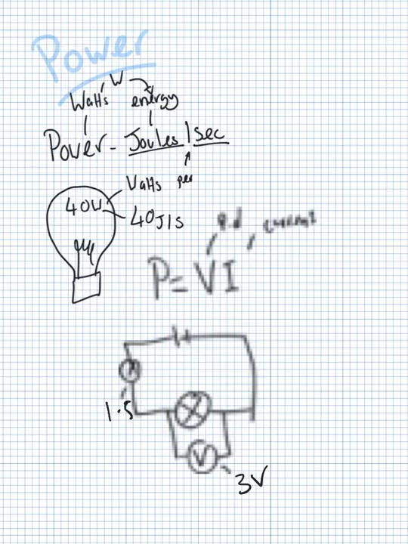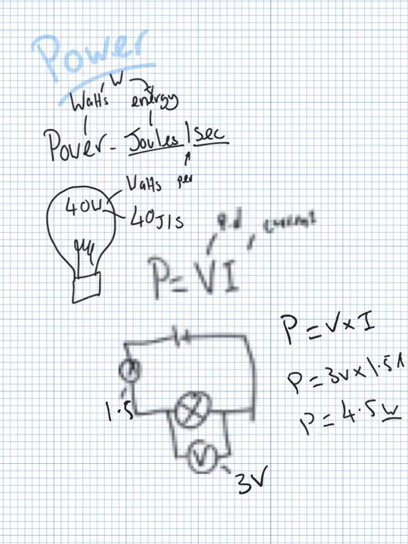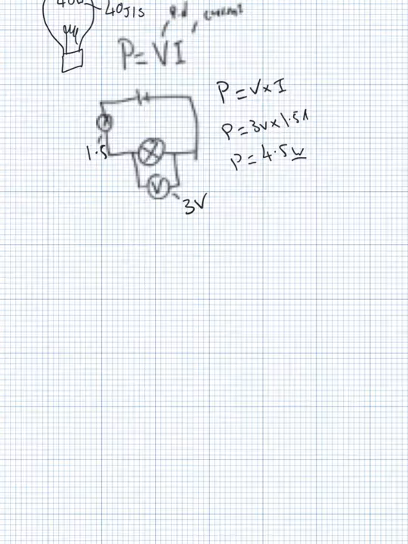1.5 amps. We can now put P equals V times I. So P, power, equals potential difference of 3 volts times 1.5 amps. So P would equal 4.5 watts. And that first equation is really that easy. It's just literally voltage times current, and that equals the power.